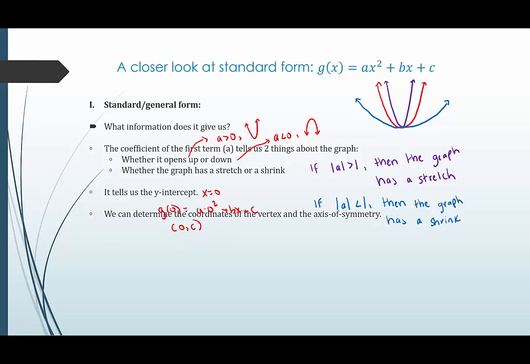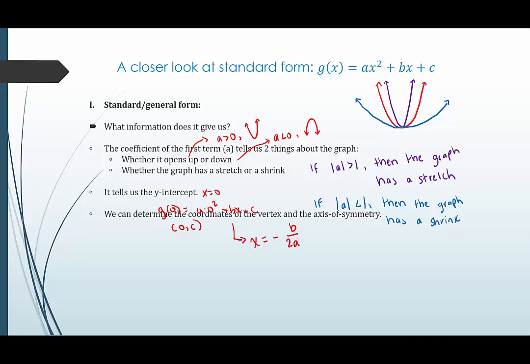For the coordinates of the vertex, when we're in this form, we can use a formula, and this is a formula that's consistent for this form. This is not something I just came up with today. No, this is a standard formula for finding the x-coordinate of the vertex. And we would say the x-coordinate of the vertex is negative b over 2a.